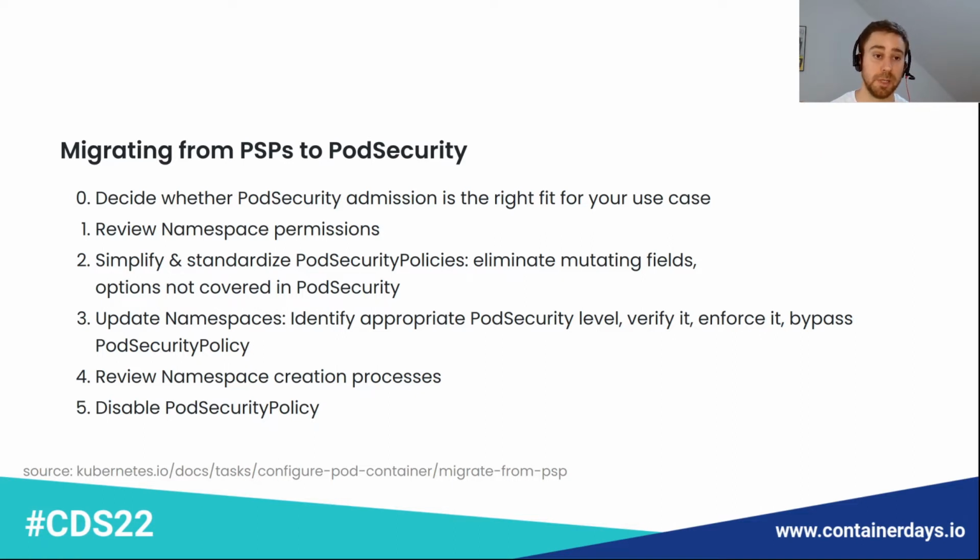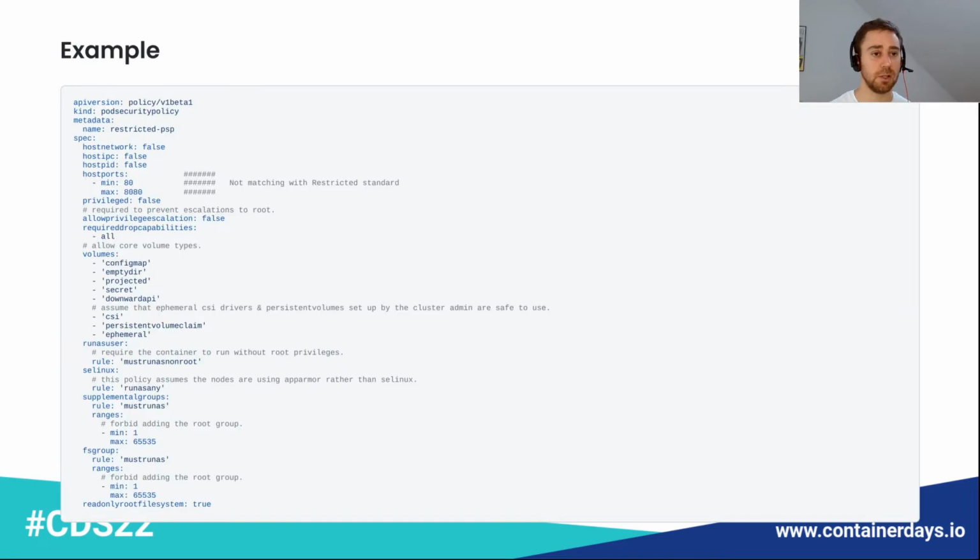And then we go to our PSPs and we remove the mutating fields and we start migrating, so to speak. We go to the namespaces, we apply the pod security, we enforce it, and then we bypass the PSPs. And then let's see how it goes and so on, and then you disable PSPs and you're done. So basically, yeah, as it's expected, no? It's a rollout of pod security with having in mind that PSPs do mutating things and so on. So let's see an example.